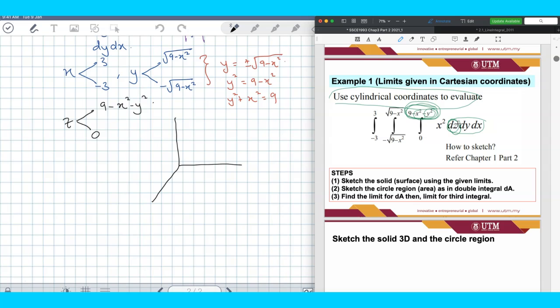Sometimes you need to sketch because we have no idea what the solid looks like, and because you are not sure what is your lower bound and what is your upper bound, then you have to sketch. But in this case, it looks like you can imagine you are inside the solid, and your lower bound is a floor, which is z equal to 0, and your upper bound, if you want to sketch also possible. What is that? This is actually a bowl concave down, right? A bowl concave down, and this is 9.